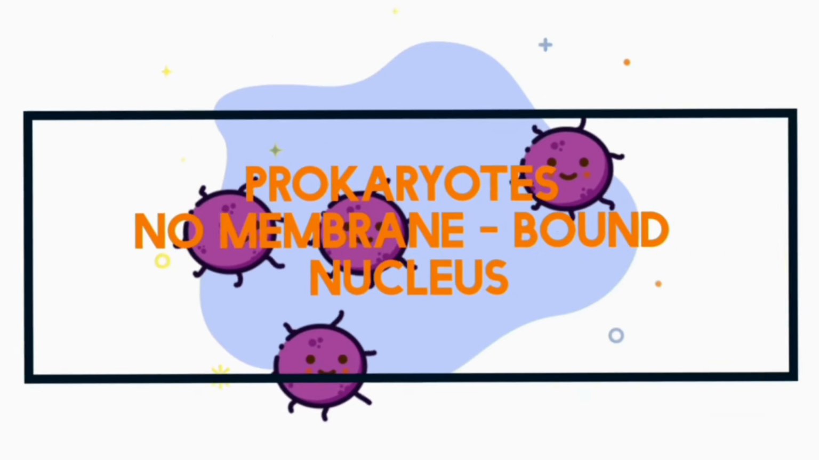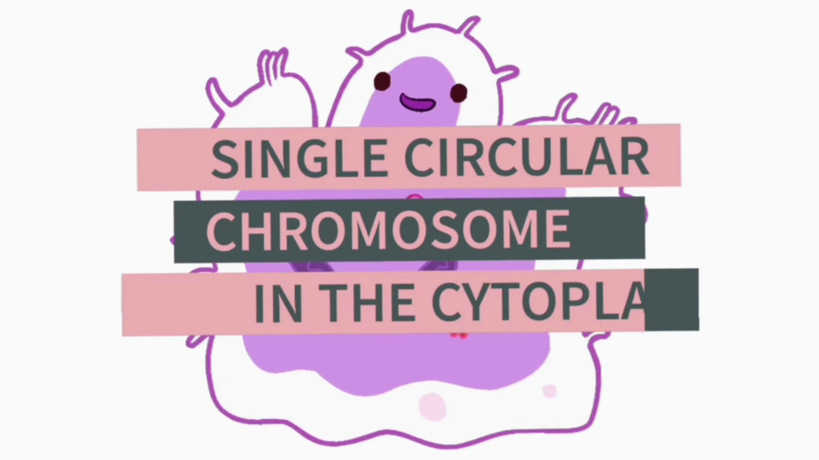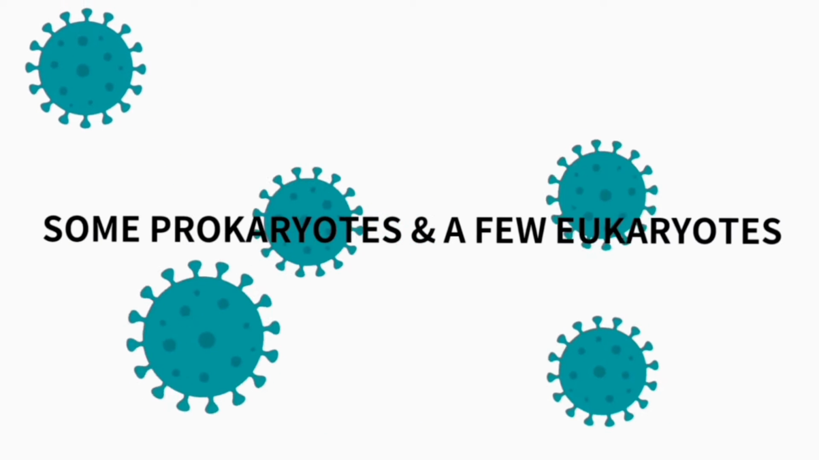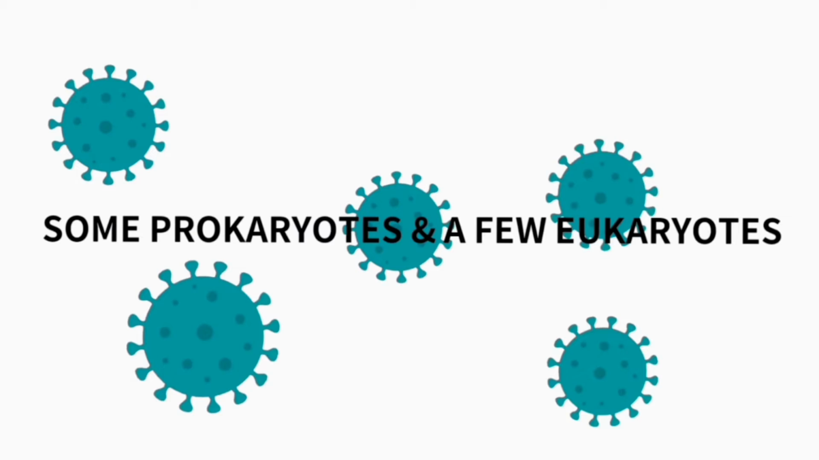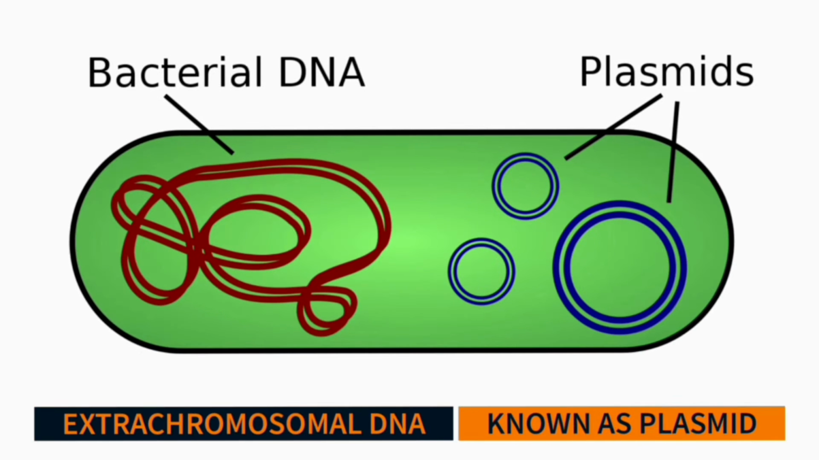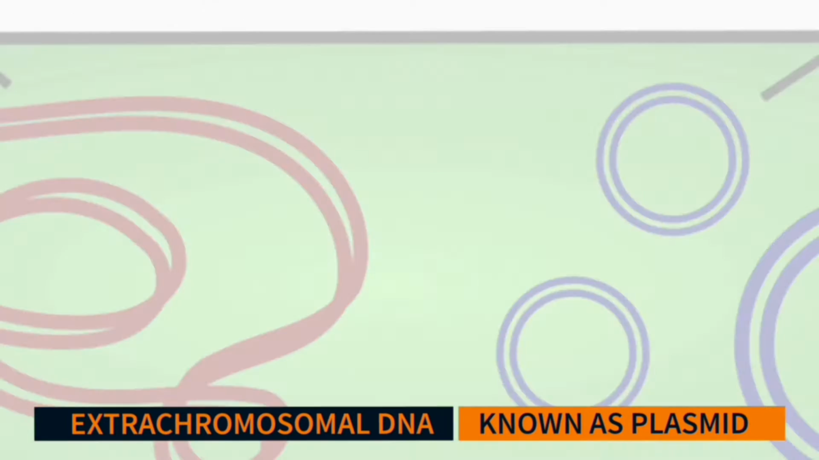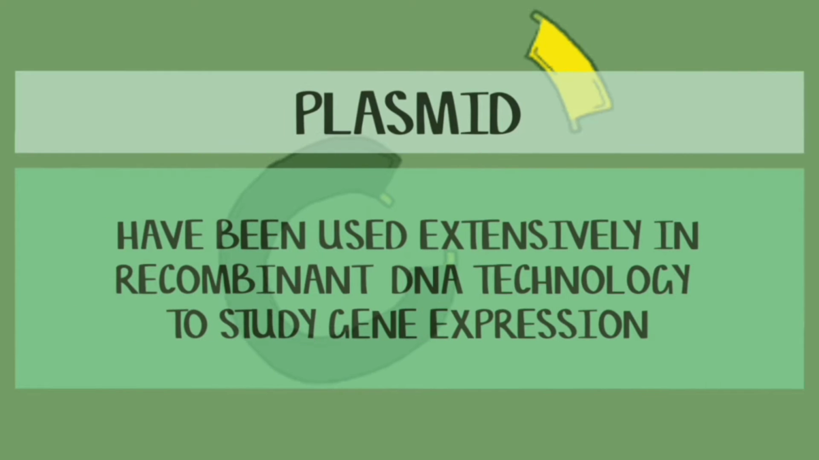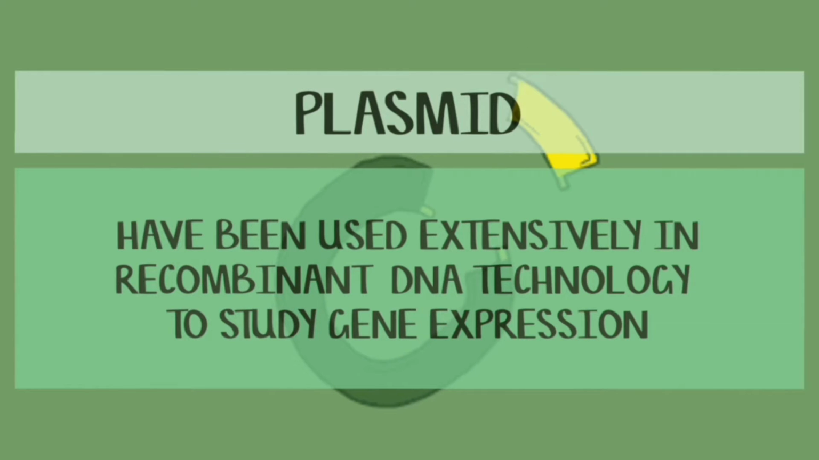In prokaryotes, which do not have a membrane-bound nucleus, the DNA is found as a single circular chromosome in the cytoplasm. Some prokaryotes, such as bacteria, and a few eukaryotes have extrachromosomal DNA known as plasmids, which are autonomous, self-replicating genetic material. Plasmids have been used extensively in recombinant DNA technology to study gene expression.